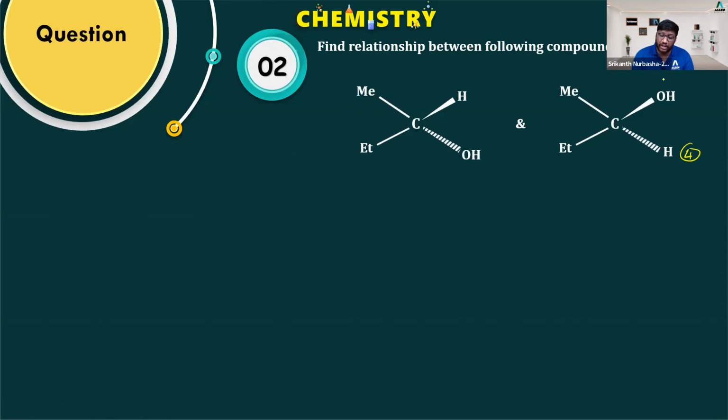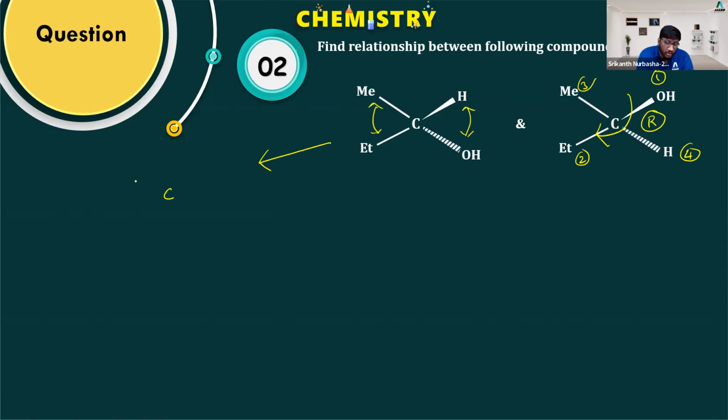So give the priority. OH will be first. Ethyl will be second. Methyl will be third. 1, 2, 3. How are we going? In the clockwise direction. So it is having R. Here OH is not there on the dash line. So what you have to do? You have to perform an even number of interchanges. So I'll interchange hydrogen and OH. I'll interchange methyl and ethyl.